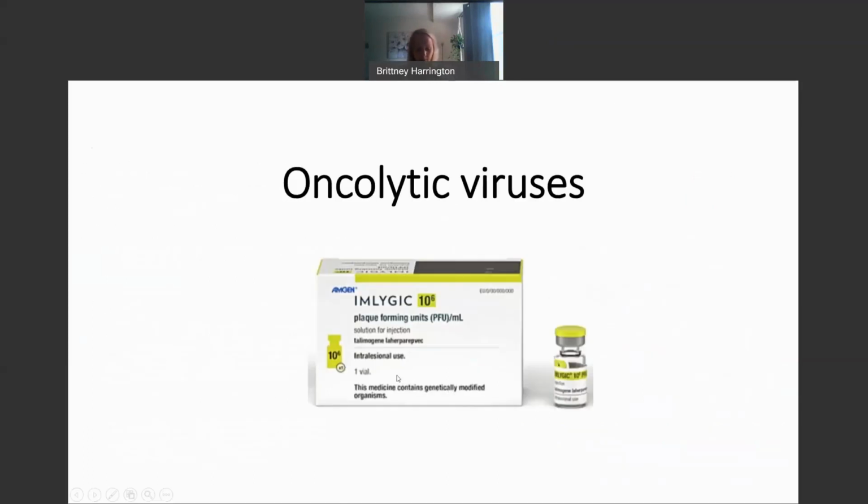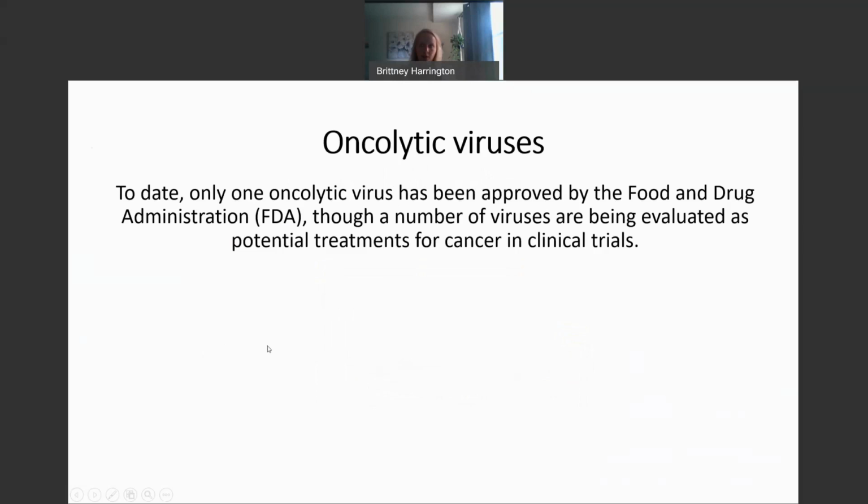So finally, I'm going to talk about oncolytic viruses a little bit. I know Dave will also be covering this in his final lecture. But oncolytic viruses are really interesting. There is only one oncolytic virus currently approved by the FDA for use in cancer therapy, although this is an interesting and growing area of research to try and identify new viruses or other ways that we can use these viruses in cancer therapy.